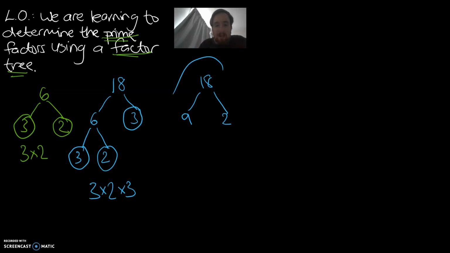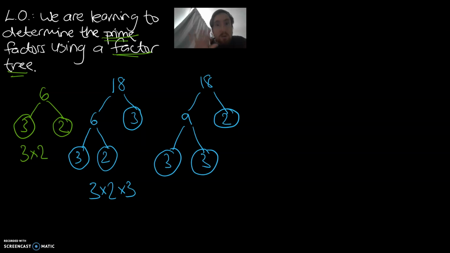We're going to carry on again with our second version of 18. 2 is a prime number, so we're going to circle that. And we've got to think about the number 9. Is it a prime number? In this case, it's not, because I know that 3 times 3 becomes 9. And 3s are prime numbers, so we're going to circle both of those. Everything is circled, so there's nothing else to split, and we've got to write our factors down. So that's 3, which is the first circle, times 3, which is the second circle, times 2.